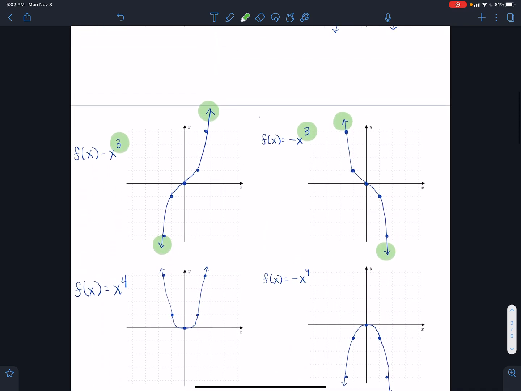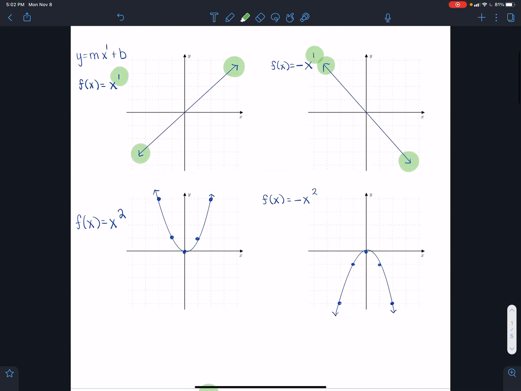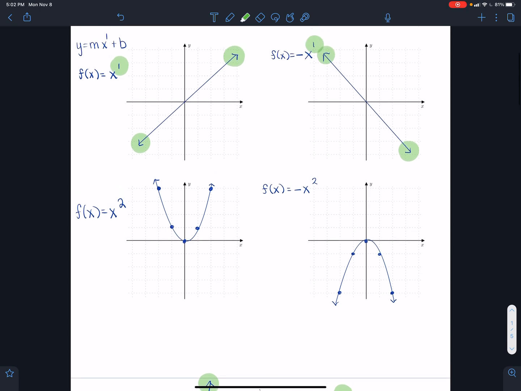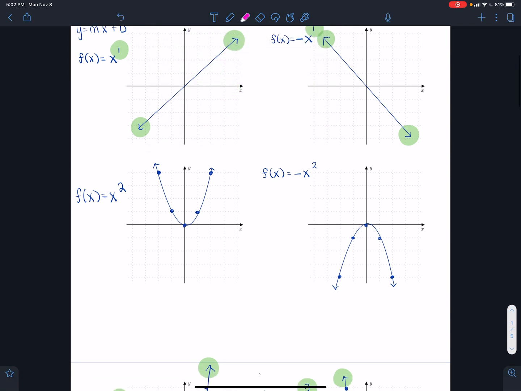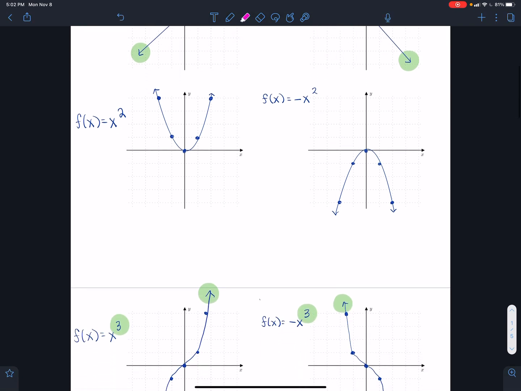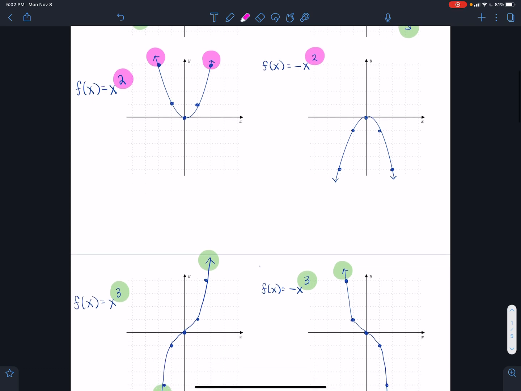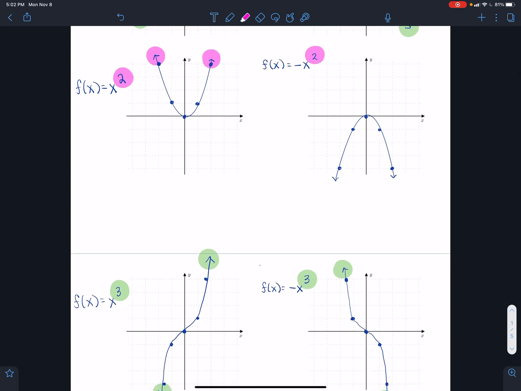Right? So if the odd degrees point in opposite directions, then the even degrees are expected to point in the same direction. So x squared has an even degree. Both ends of this graph point up. When it is negative x squared, instead of pointing up, both ends are going to point down. Again, because it's an even degree, both ends point the same direction.